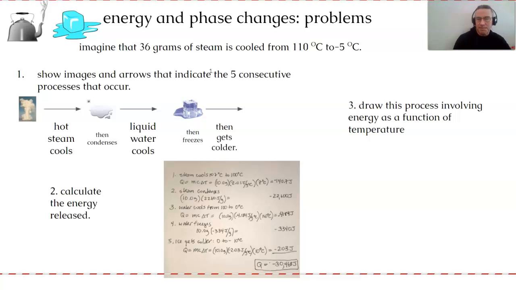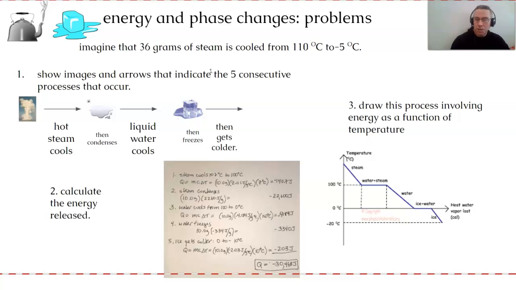Now let's go ahead and draw this process as a function of energy versus temperature. So go ahead and put the temperature on the y-axis, the energy on the x-axis, and try to draw what's going on. Pause this video and go ahead and solve it. You should have that we've gone downhill and we have some diagonal lines and some flat lines, right? Anytime we are changing temperature, it's obviously diagonal. In this case, it's from 110 down to 100.